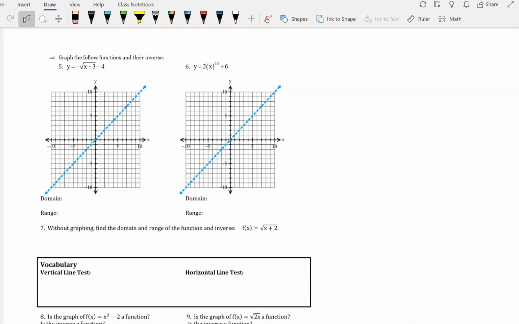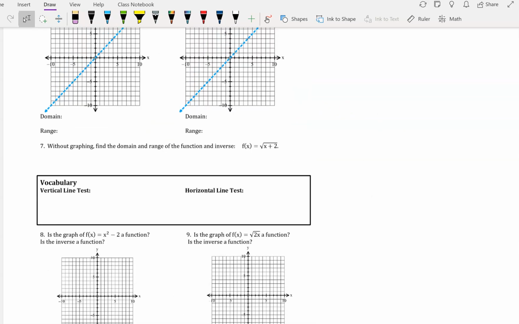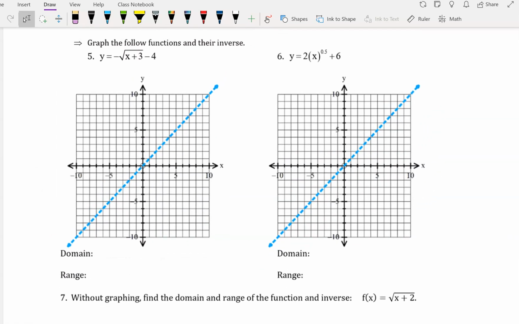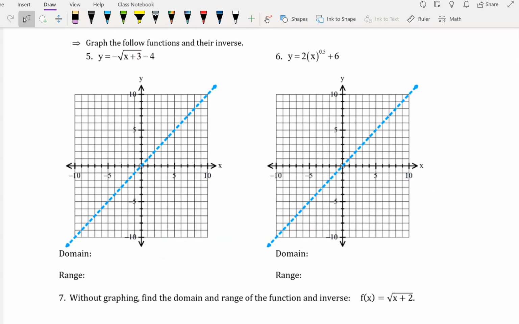So we're really just doing more of the same. I'm going to go a little faster because we've got several left to do. Alright, we're doing more of the same, except now we're including domain and range. So this is a square root function. To find the start point, it's going to be -3, -4. And then it's got a negative in front, so instead of going over and up, it's going to go over and down.